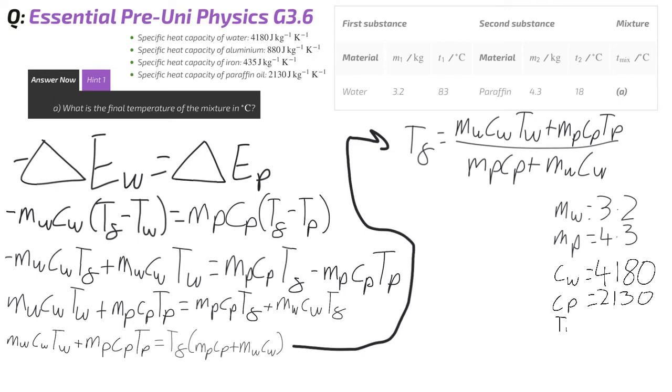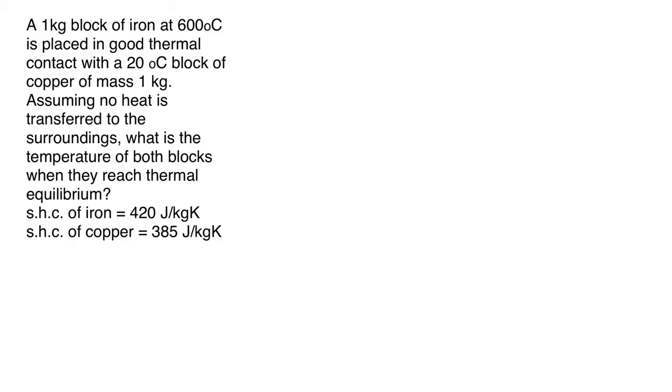The initial temperature of the water was 83 degrees Celsius, and we can leave it in degrees Celsius for this equation. The initial temperature of the paraffin was 18 degrees Celsius. Try this out for yourselves. You should get a value of 56.58, which rounded to two significant figures, when you enter it into Isaac Physics, you should get 57 degrees Celsius as the equilibrium temperature of that mixture.